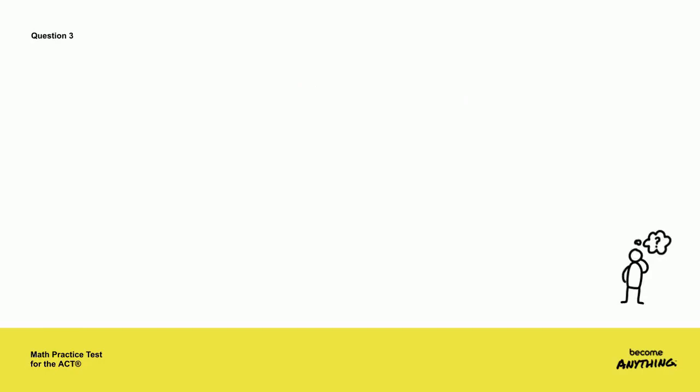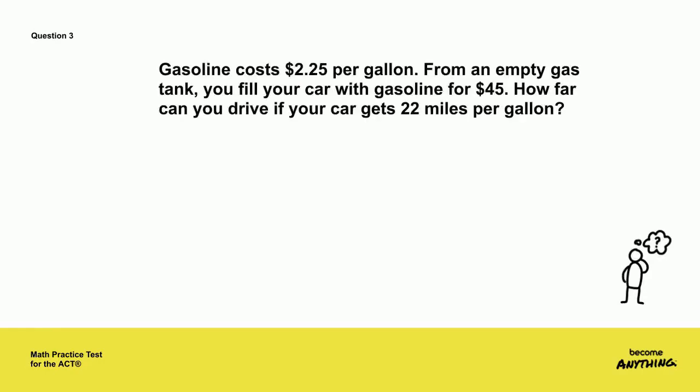Question 3. Gasoline costs $2.25 per gallon. From an empty gas tank, you fill your car with gasoline for $45. How far can you drive if your car gets 22 miles per gallon? A. 500 miles. B. 325 miles. C. 400 miles. D. 440 miles.